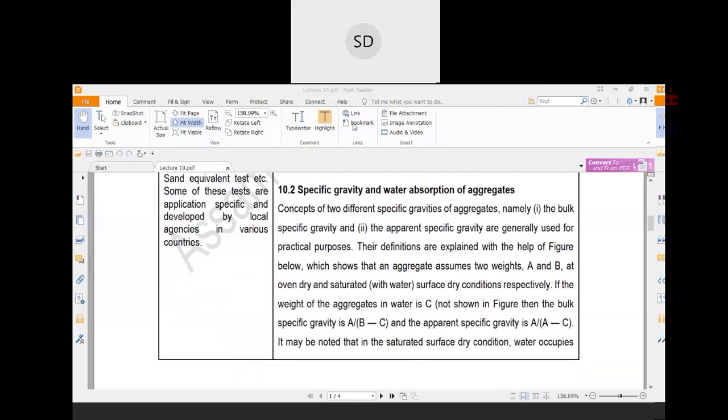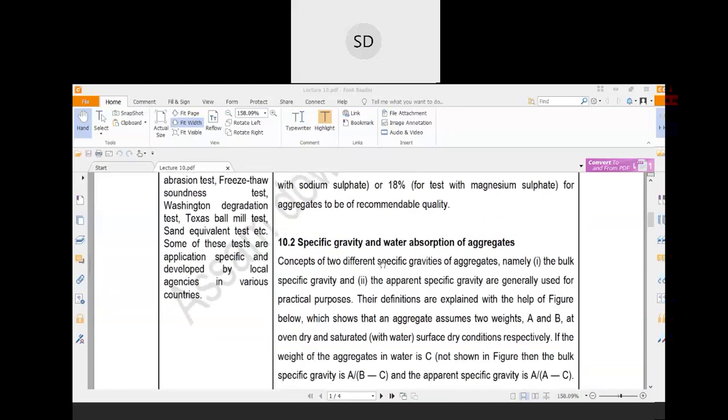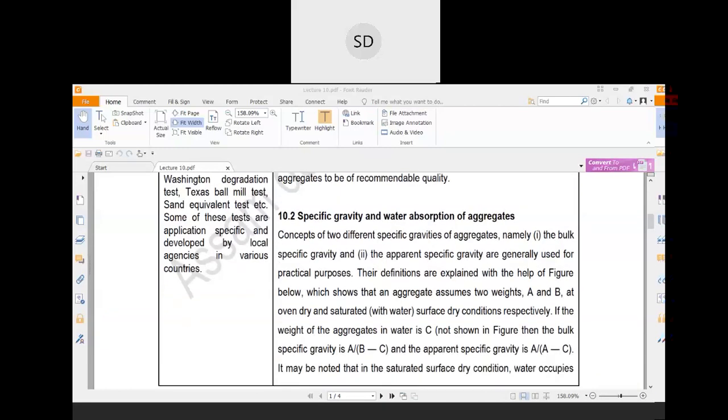So another test is the specific gravity test. There are some new concepts in specific gravity which I will discuss. Basically, there are two different specific gravities of aggregates, the bulk specific gravity and the apparent specific gravity. Their definitions are explained with the help of the figure below.